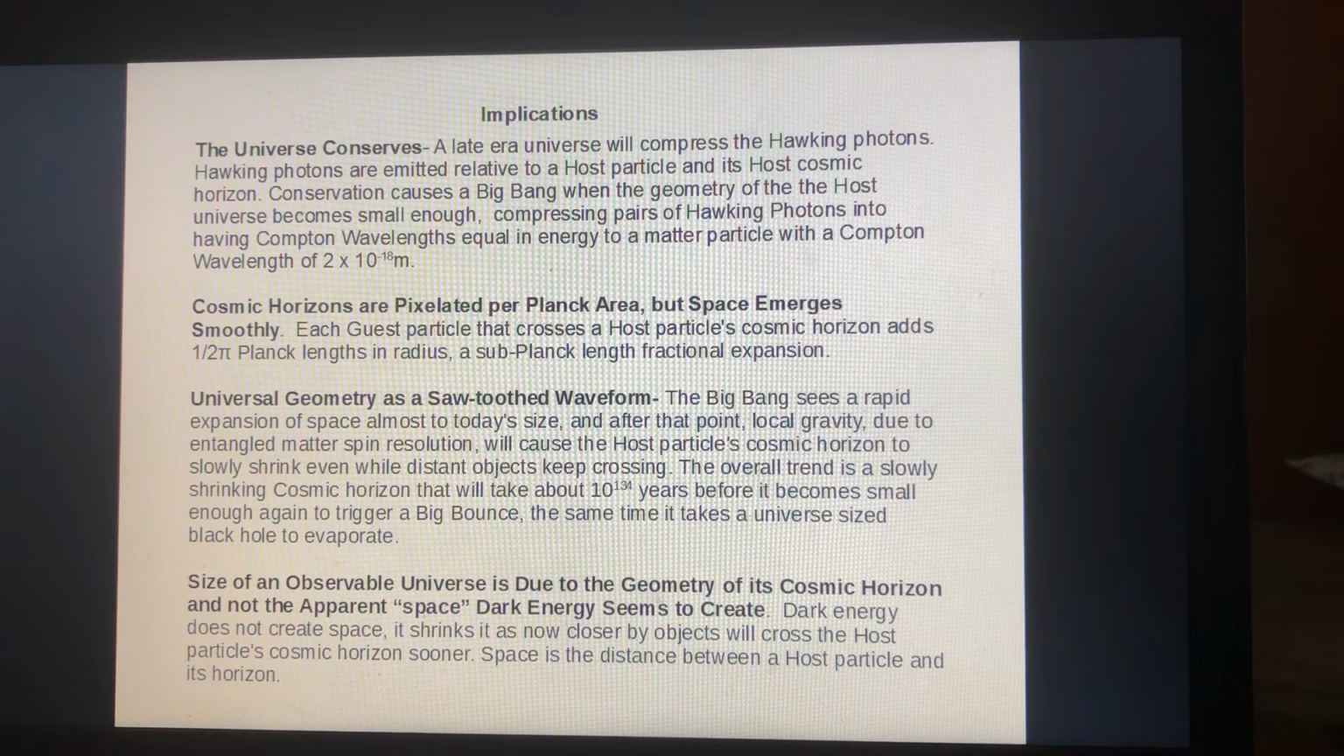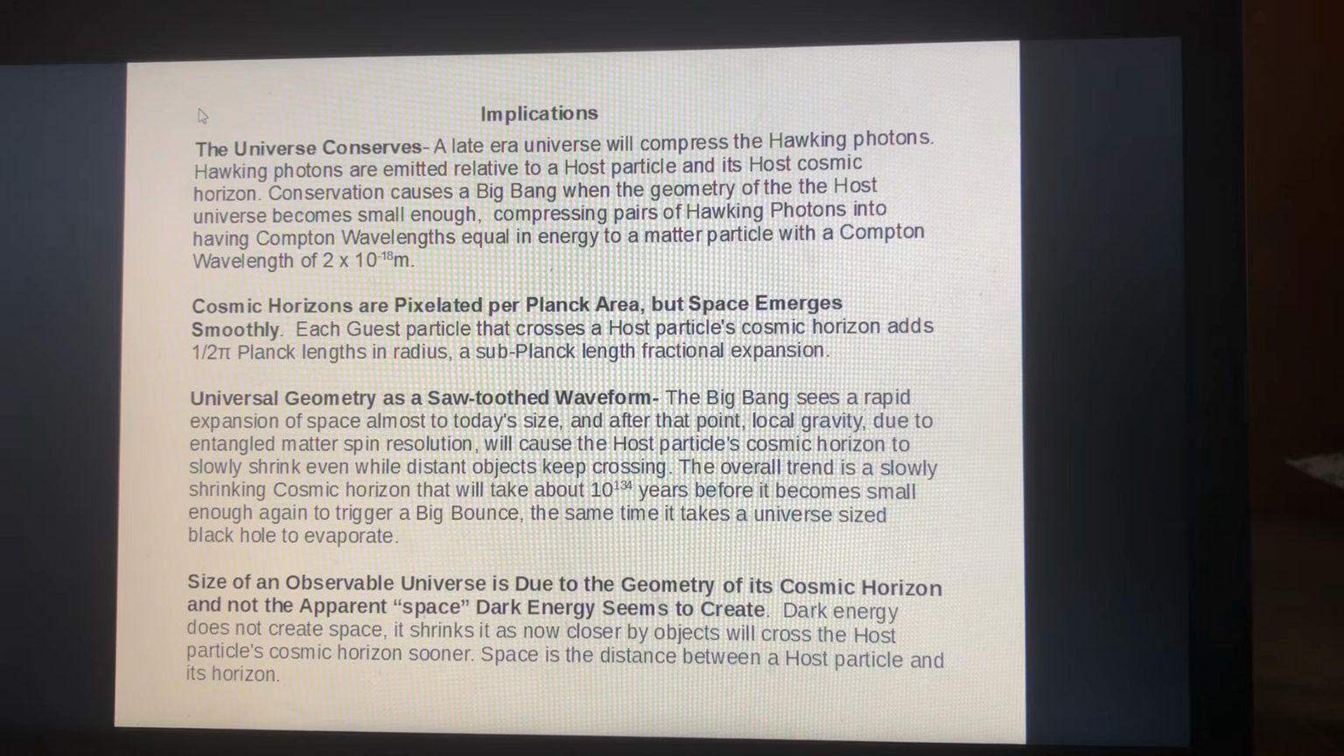When all those Hawking photons are compressed, they all turn to matter very quickly, and they very quickly cross those tiny horizons. There's very little space for them to cross, so they do it very quickly. So the universe expands in size very, very quickly. And then once it gets to that full size, it slowly starts getting smaller and smaller and smaller. So it has a very fast growth and a very slow shrinkage until it gets so small that, once again, it explodes in growth.